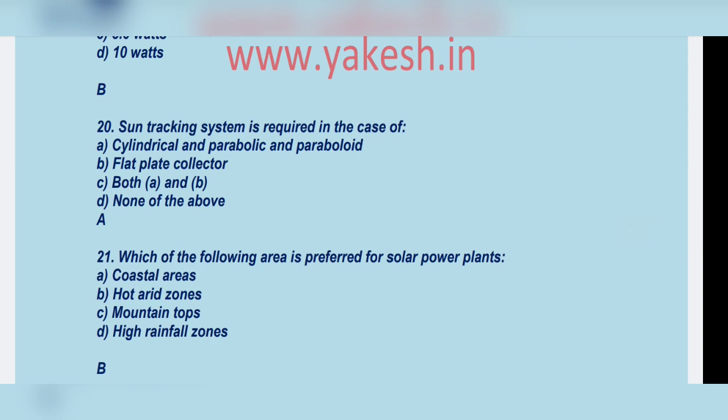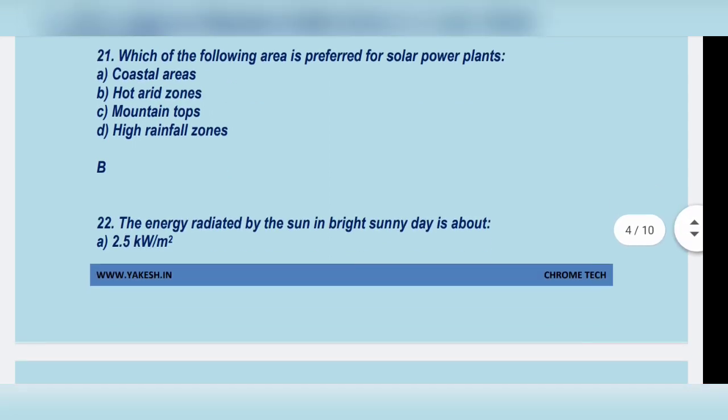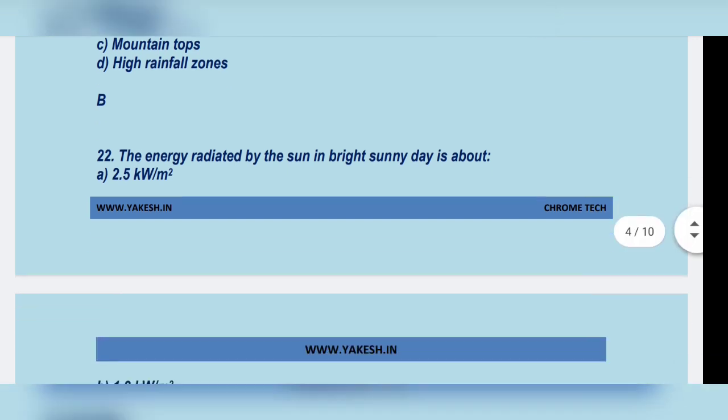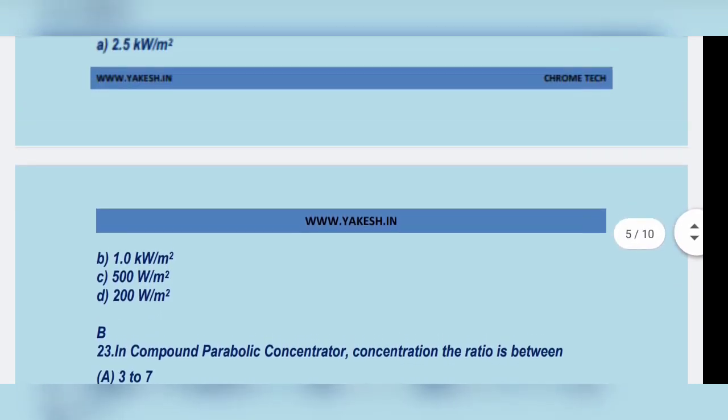Sun tracking system is required in the case of cylindrical and parabolic. Option A. Which of the following area is preferred for solar power plants? Option B. The energy radiated by the sun in bright. Option B is the correct answer.